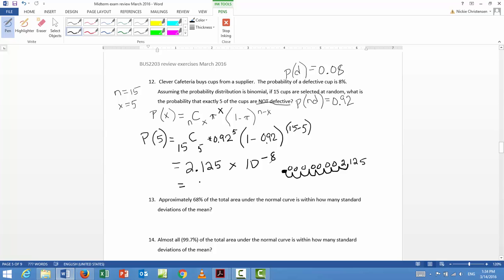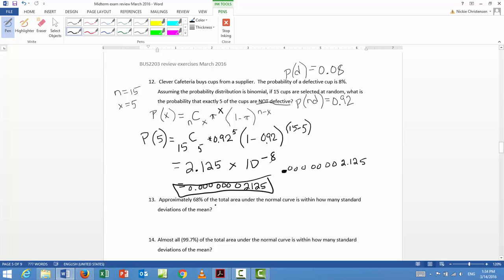Okay? So our final answer is 0 point, then we have 7 zeros. 1, 2, 3, 4, 5, 6, 7. And then we have our number, 2125. All right, so that is the final answer. Okay, so that's our last binomial problem. Moving on to question 13.